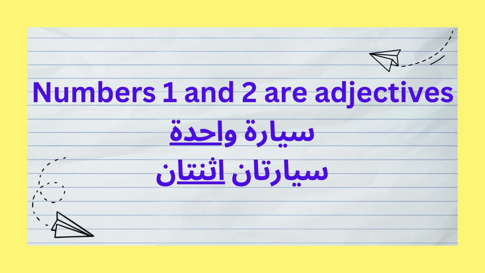سيارتان اثنتان. اثنتان here is feminine because سيارتان is feminine. It's functioning here as an adjective which follows the noun سيارة. So remember that 1 and 2, because they are adjectives, don't precede the noun; they come after the noun they modify.